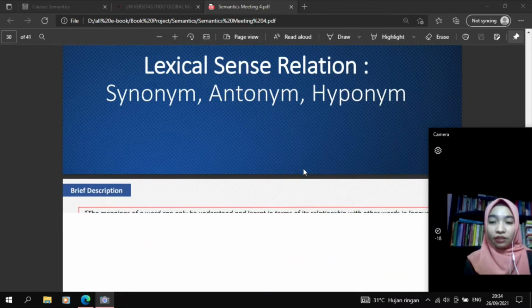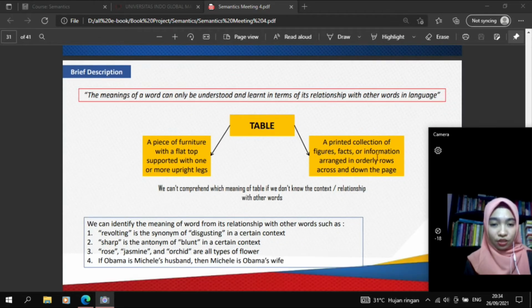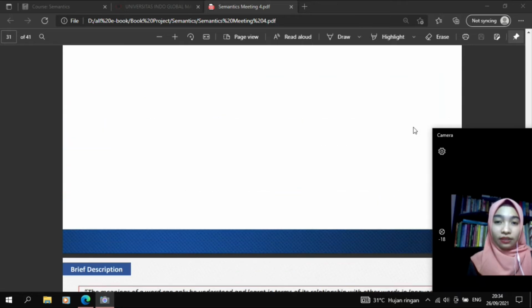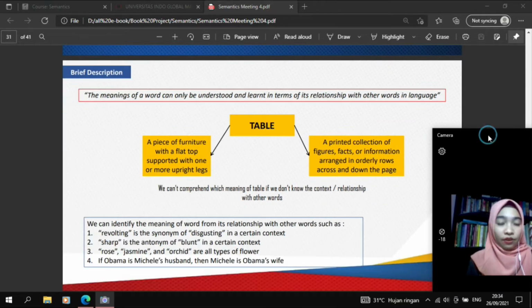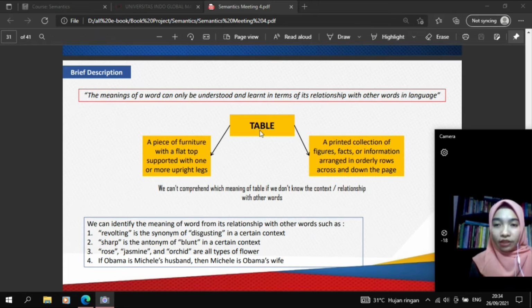Okay, so now let's have a brief description about lexical sense relations. The very first statement that I write here is that the meanings of a word can only be understood and learned in terms of its relationship with other words in a language. Okay, so what does it mean? Just see the example directly.